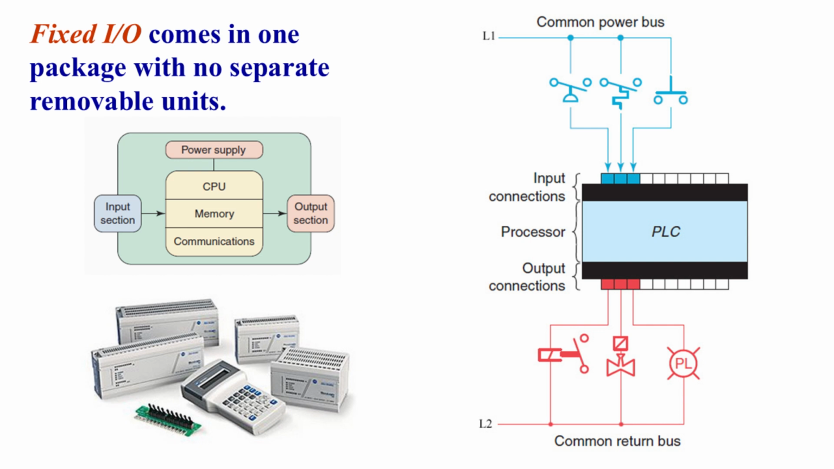A fixed I/O system is typically used for smaller applications where the control requirements are simple. The advantage is lower cost, ease of installation, and a compact size. The limitations are lack of flexibility. Once you reach the built-in I/O limit, you can't add more. If your control needs expand, you may need to replace the entire PLC with a larger unit.